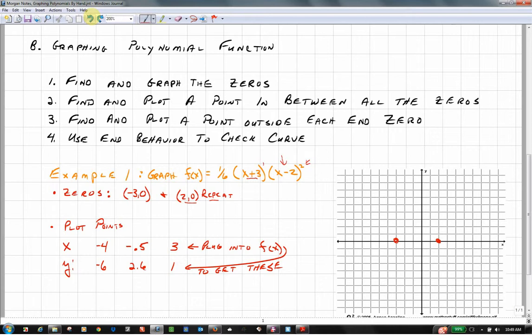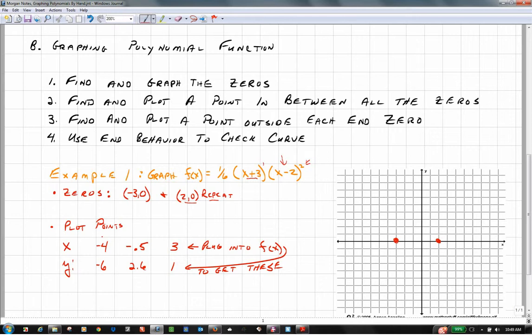So let's talk about the points I'm going to use. Since here's my last zero at a negative 3, I'm going to take a point to the left of that, so I'm going to plug in an x value of a negative 4. Then I'm going to go between my two zeros. If I had 3 zeros, I would have to do 2 points in between, 1 point in between each zero. Since I only have 2 zeros here, that limits how much I have to do, so it's easier for me.